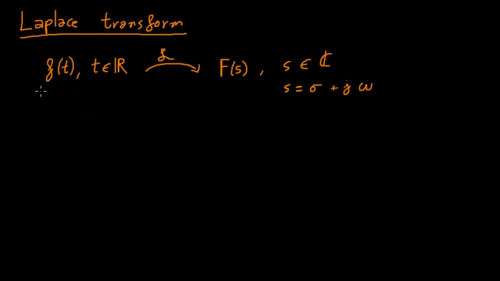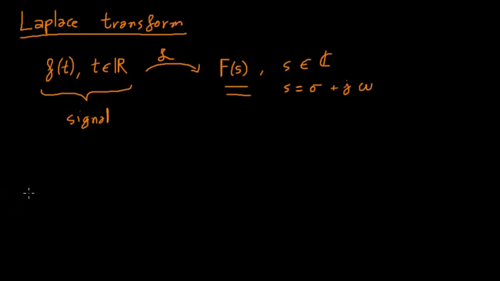Notice that f of t is what we have been calling a signal. Remember that we are studying systems and signals, and systems act on signals. Well, here what we have is a signal, and this is what we can call the Laplace transform of that particular signal.